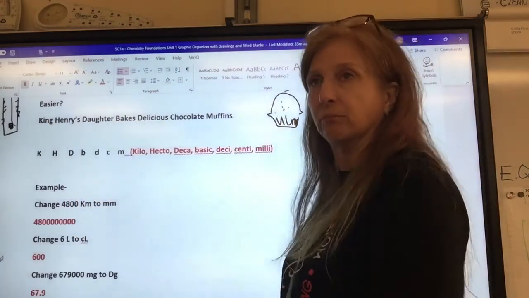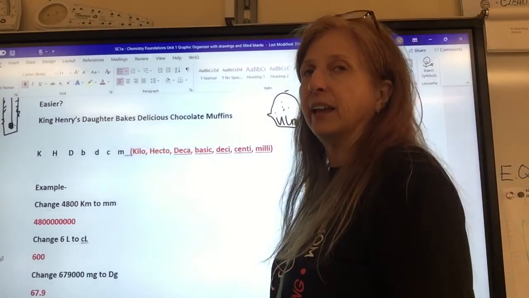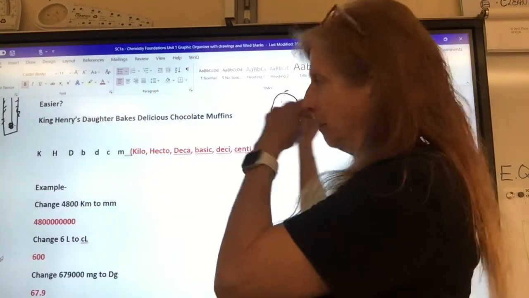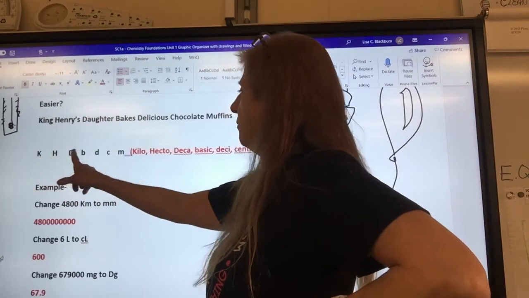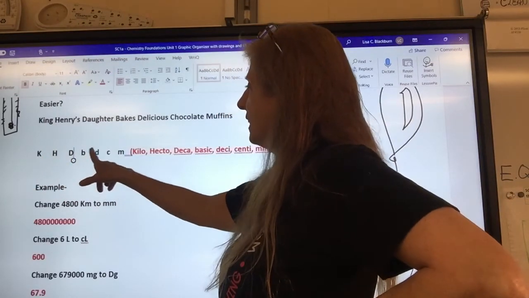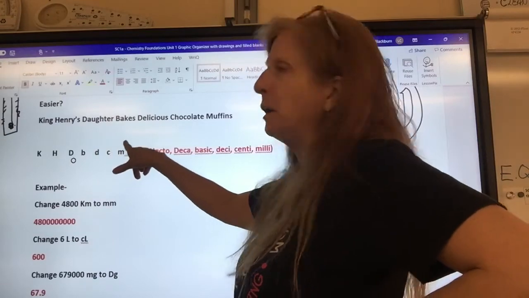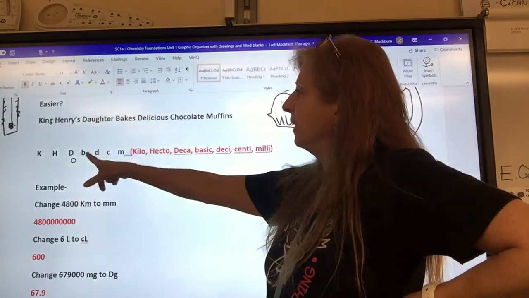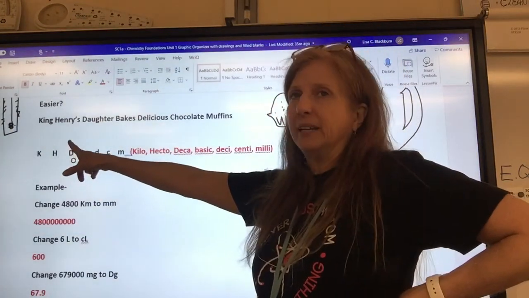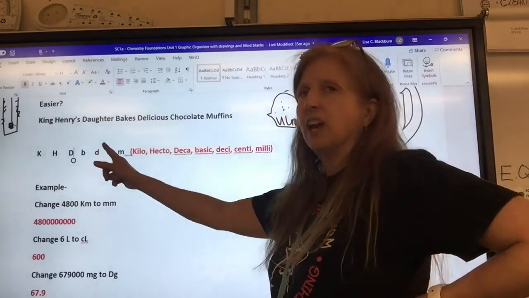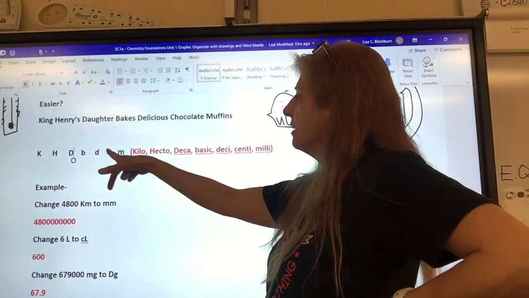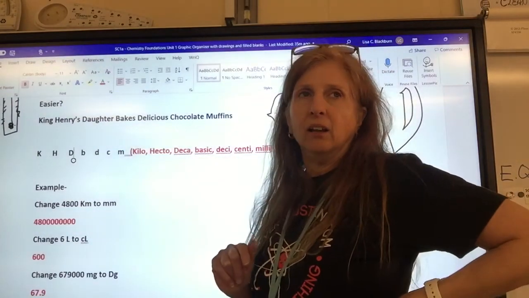There's the muffins. Okay, everybody got that? King Henry's daughter bakes delicious chocolate muffins. It stands for kilo, hecto, deca, basic, deci, centi, milli. You can remember that this big D is deca, and little d is deci, because deci goes with its E brethren, centi and milli.